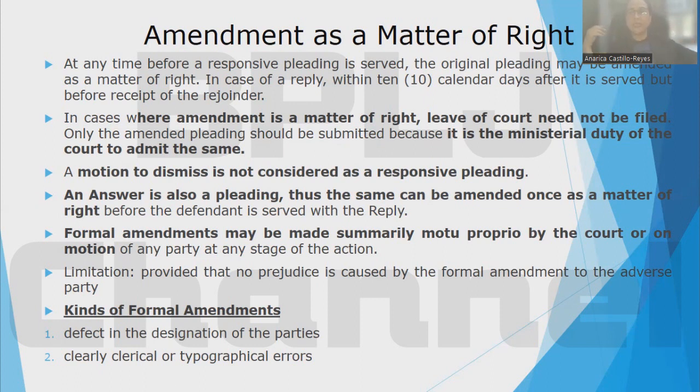Okay. A motion to dismiss is not considered a responsive pleading. An answer is also a pleading, thus the same can be amended once as a matter of right before the reply is served. Formal amendments may be made summarily, motu proprio by the court or on motion at any stage of the action, provided that there is no prejudice caused to the adverse party.